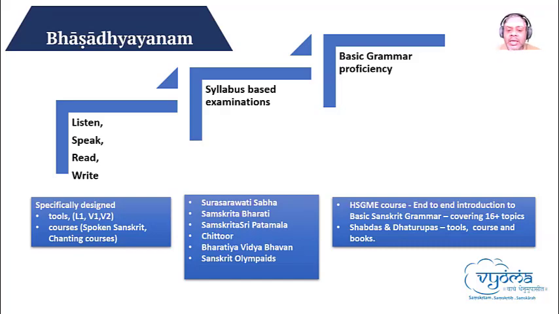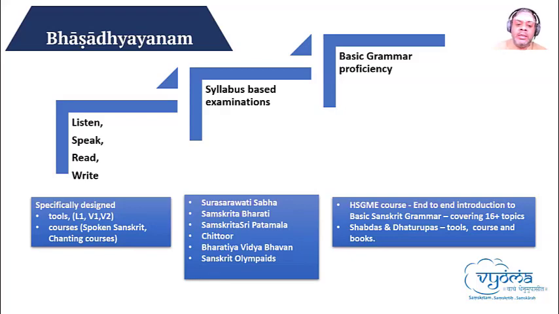But the Bhasha Adhyanam is complete only when the basic grammar proficiency is attained. So, for doing well in the syllabus-based examination, we should have the basic grammar proficiency. That is the end-to-end introduction of basic grammar, which is the 16 topics that we have studied in this course. Then we have Shabdas and Dhaturupas, which is also another course that was conducted parallelly by Kiran Bhatt. So, this is another thing that you can refer to.